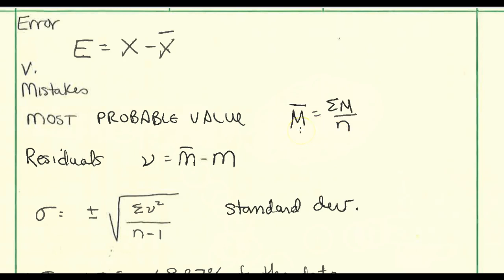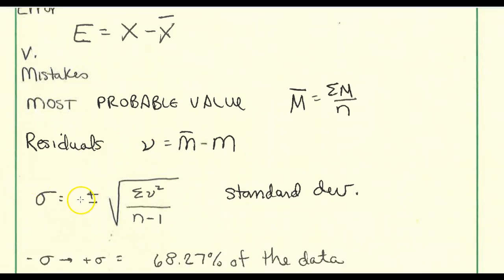And after we find that average or that most probable value, if you took any individual measurement and subtracted it from that average, that difference would be the residual. And then the next thing that we find has to do with the relative spread of that data. In other words, if the normal distribution is quite steep or quite broad, this is referred to as the standard deviation. And the standard deviation is plus or minus the square root of the residuals squared, summed up, divided by the number of data points you took minus 1.